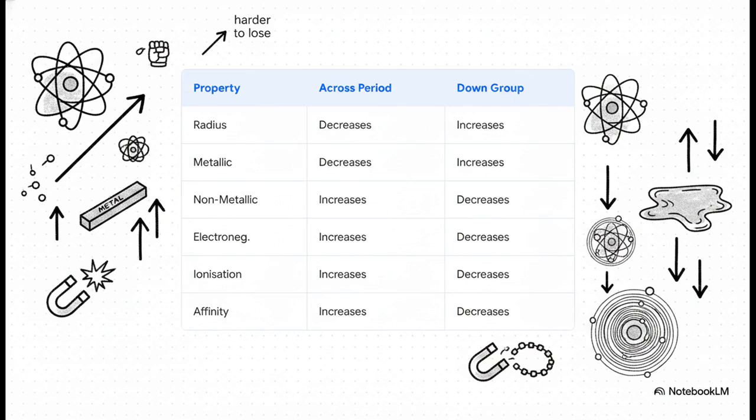Conversely, as you move down a group, the atom becomes huge. It gets so large it can barely hold onto its own outer electrons, so its metallic character shoots up, while its ability to pull in any new electrons completely plummets.